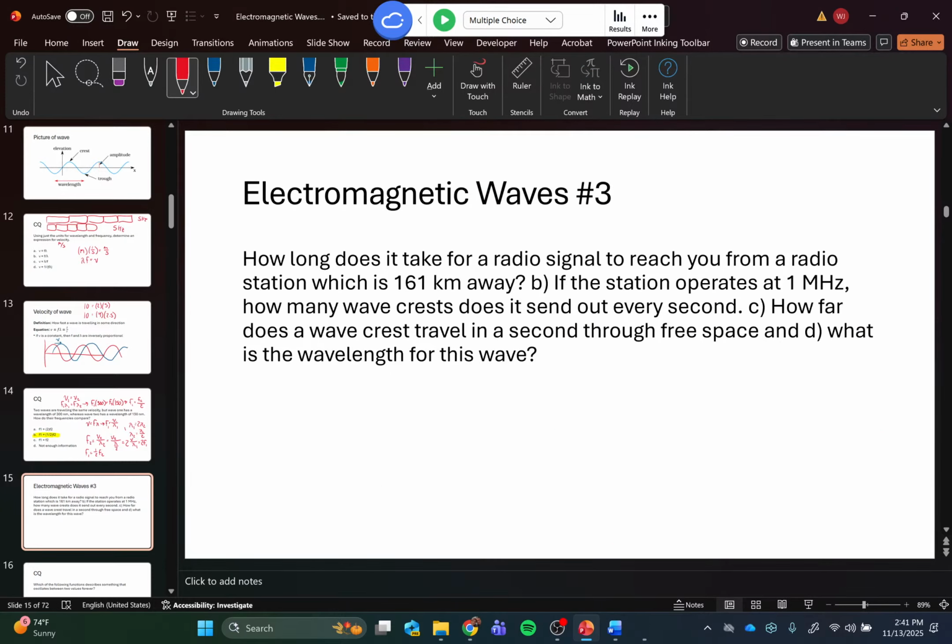All right. This problem, I just need to give you one piece of information to solve. There's a bunch of steps, but it's a very easy problem. How long does it take for a radio signal to reach you from a radio station, which is 161 kilometers away? Fun fact, that's almost exactly 100 miles. I only know that because I looked it up this morning. Which is, I guess, supposedly roughly where Tampa is, kind of, sort of, ish. I don't know. Somewhere in that vicinity. It's a good distance away. It's not very close. So how long does it take to reach you? If the station operates at 1 megahertz, how many wave crests does it send out every second, this radio station? And how far does it travel in 1 second? And what's the wavelength for this wave?